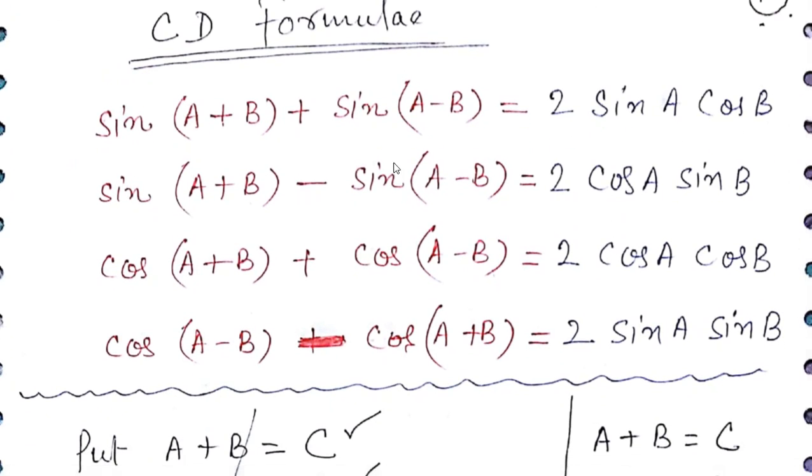This one is the C D formula. Now the formulae, we have already completed: sin(A plus B) plus sin(A minus B) is 2 sin A cos B, sin(A plus B) minus sin(A minus B) is 2 cos A sin B. Similar is the case with cos.